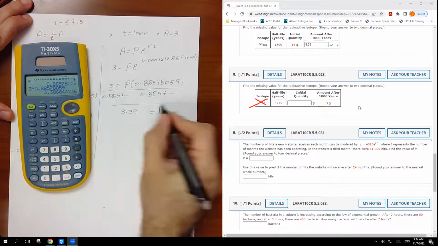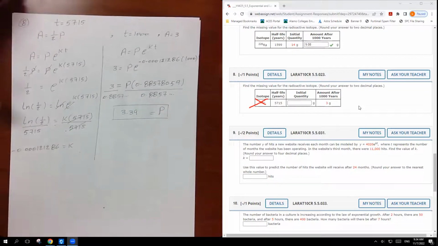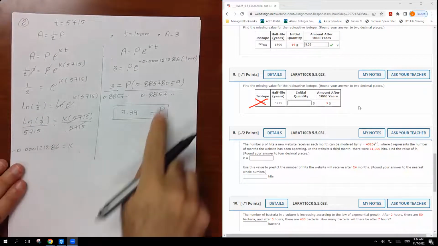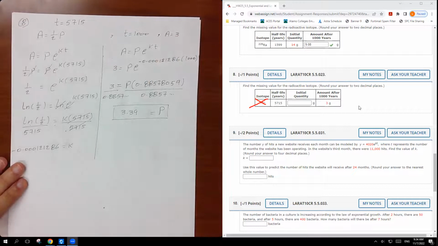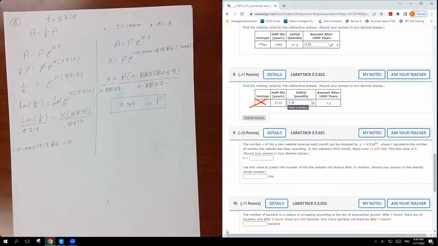So this is our initial amount. And after 1,000 years, the future is going to be 3.39. That's it for this example.